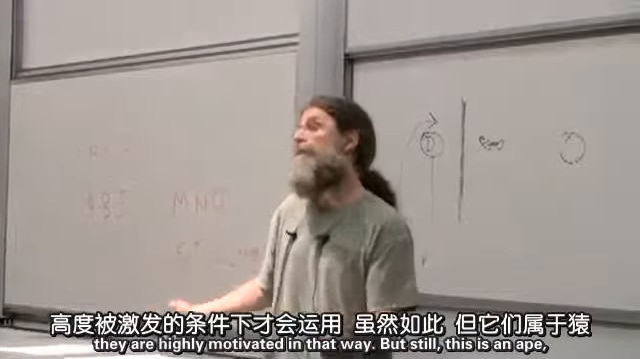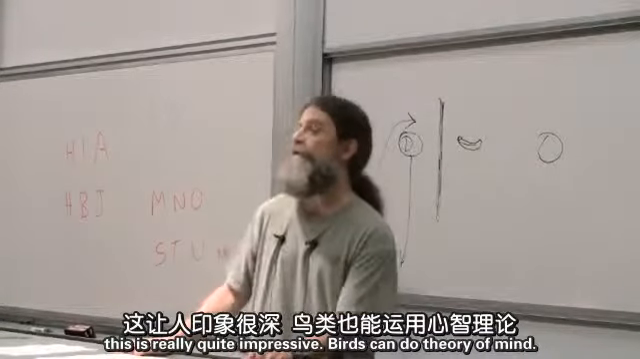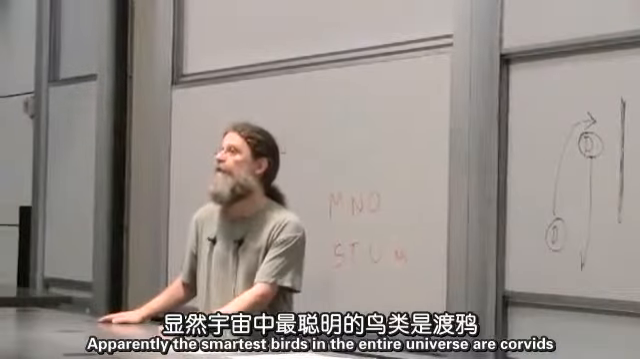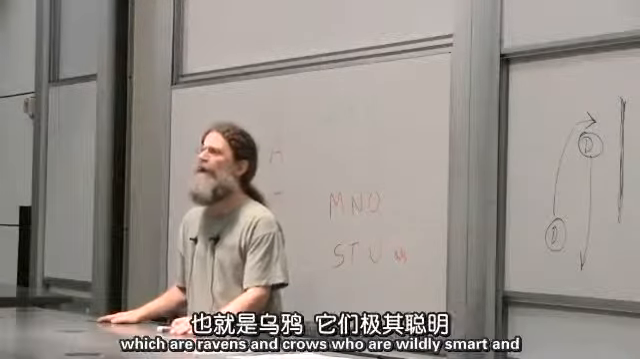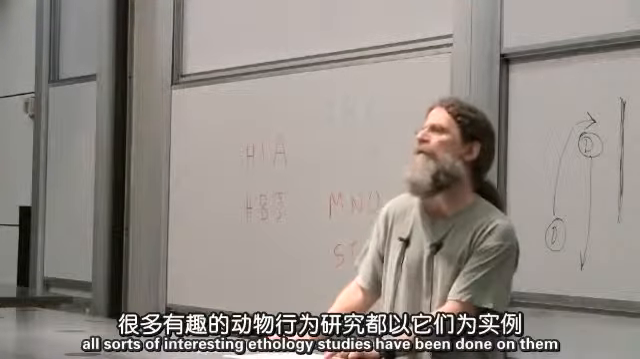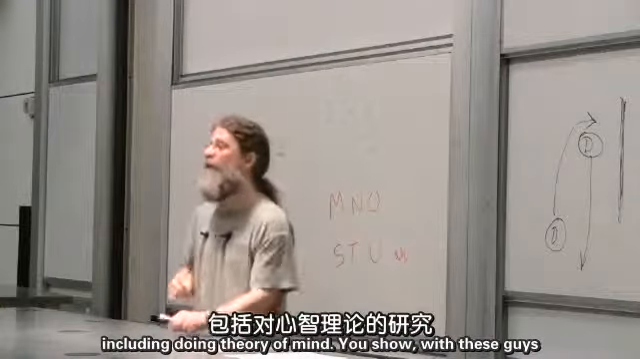But still, this is an ape. This is really quite impressive. Birds can do theory of mind. Apparently, the smartest birds in the entire universe are corvids, which are ravens and crows who are wildly smart, and all sorts of interesting ethology studies have been done on them, including doing theory of mind.